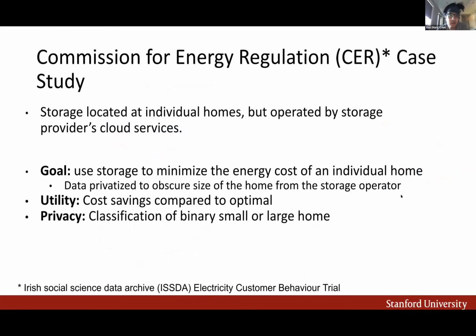And then for the second case study, we investigate a real data set from the Irish customer behavior trial. The goal here is, again, to use the storage to minimize the energy control cost for individual homes. The utility here is the cost saving compared with the optimal control, and the privacy is again the classification of the square footage of your house. And here I transformed the square footage into large or small homes.